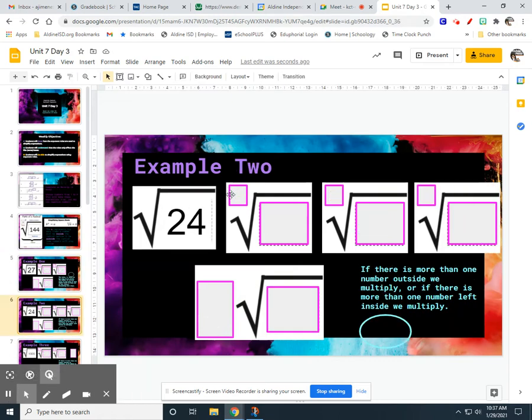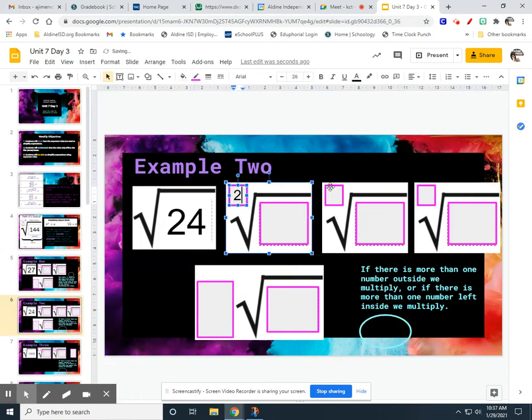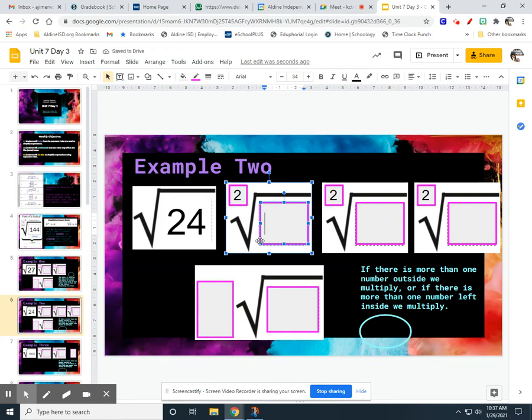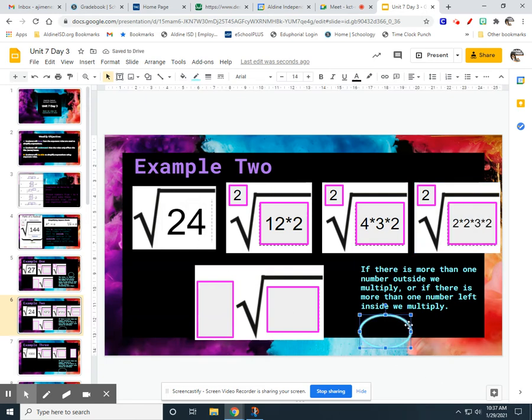Here's example 2. There's still a 2 here. I'm going to go ahead and do that one. Remember, just double click so you can type in 12 times 2, 4 times 3 times 2, and then 2 times 2 times 3 times 2. Remember, I'm only going to circle the one that shows up twice, because this says a 2, so I have to have two of the same number. I'm going to shrink this down.